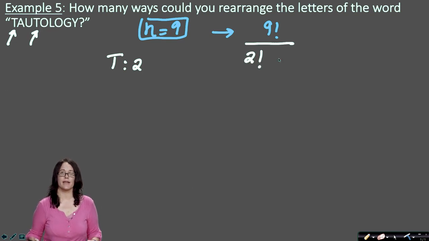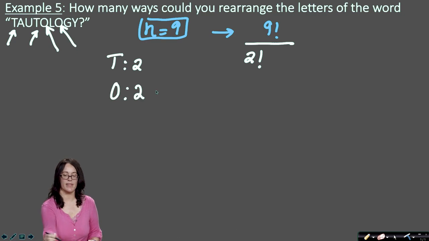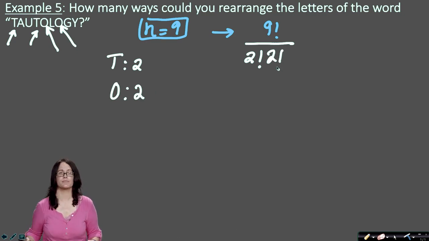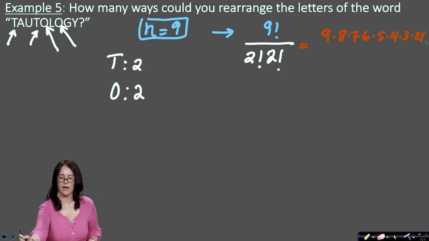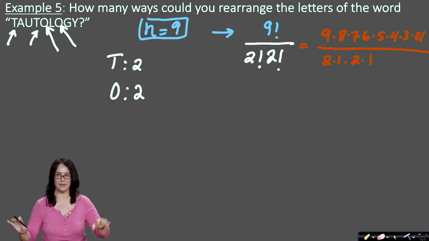Are there any other duplicate letters? Okay, so A does not duplicate, but O does. There's an O, there's an O. So let's divide out by that duplicate factorial, 2 factorial again. Anything else? No, G, L, Y, those are unique, aren't they? The U is unique as well. So our answer should be, when you work it out, 9 times 8 all the way down to 1. So 9, 8, 7, 6, 5, 4, 3, 2, 1, divided by 2 times 1 times 2 times 1. Some students get a little nervous when they see factorials next to each other. You just multiply those numbers together.